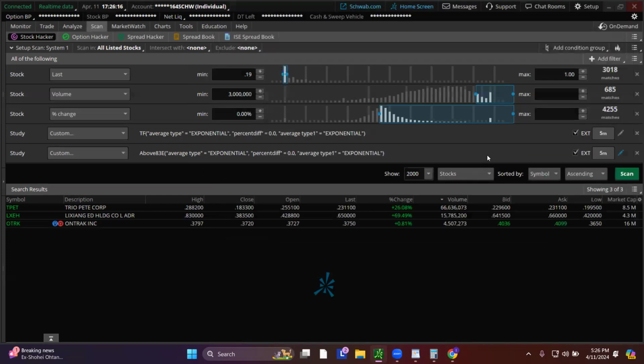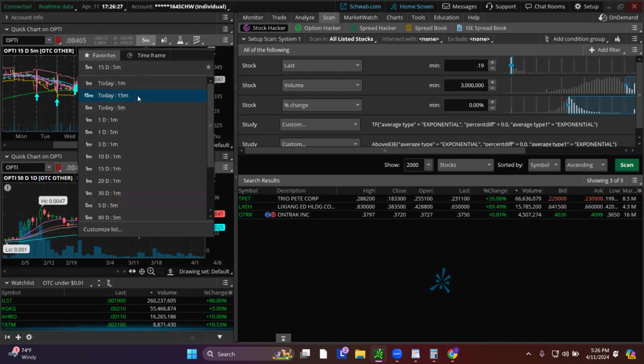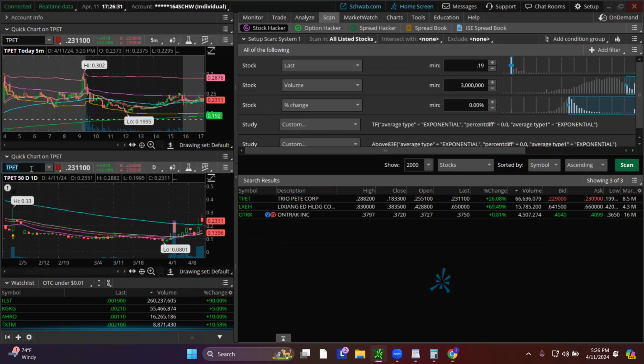And those are those two. And of course, EXT is checked in 5 minutes for both of these, and then 2000. And I already pressed scan. And so I had an example for today, which we'll likely go over. I just want to look real quick. This one is second green day.